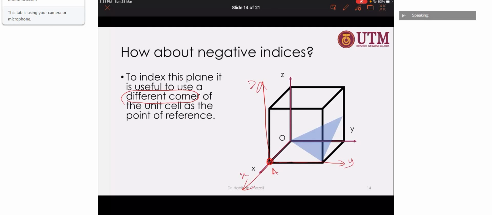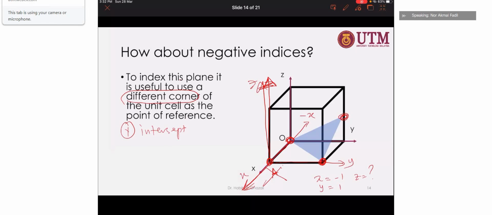So this is X and this is negative X. If you choose A as the new origin, you can see it's crossing at negative X. It's crossing at 1 in the Y direction. So X equals negative 1, Y equals 1. But what about Z? This is your Z axis, and the plane is not crossing it. So that means you cannot use this as the origin. You need to use this origin.